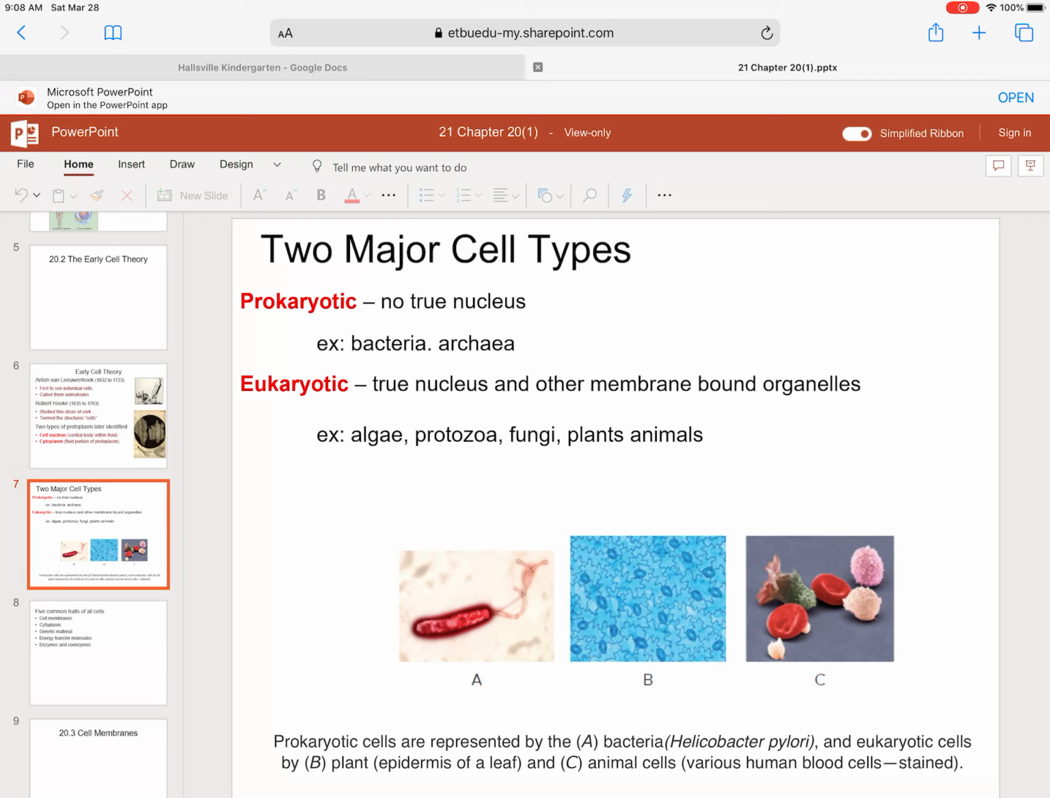And so you see here on the left-hand side, you have a prokaryotic cell, which is a type of bacteria. And then on B and C, you have examples of plants and animal cells.